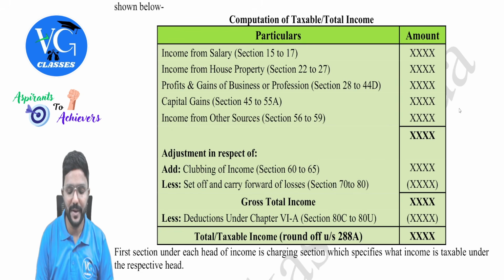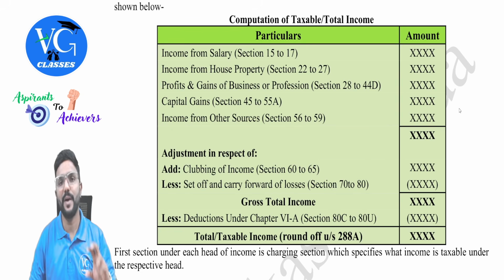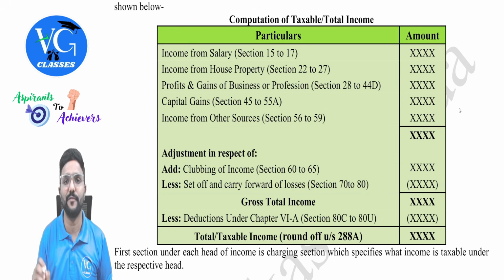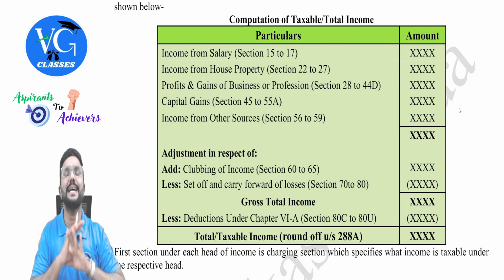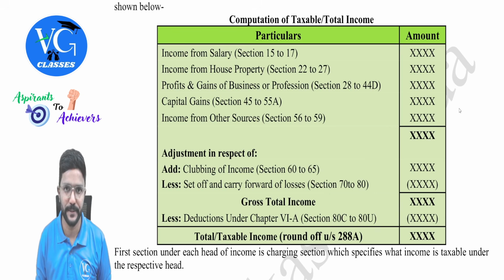Then coming to the adjustments, if required, we need to make two adjustments for whatever income we already computed. The first one is clubbing of income, which is covered in sections 60 to 65, and the set off and carry forward of losses, which is covered in sections 70 to 80, guys. And each of these, we will be learning as a separate topic, guys.